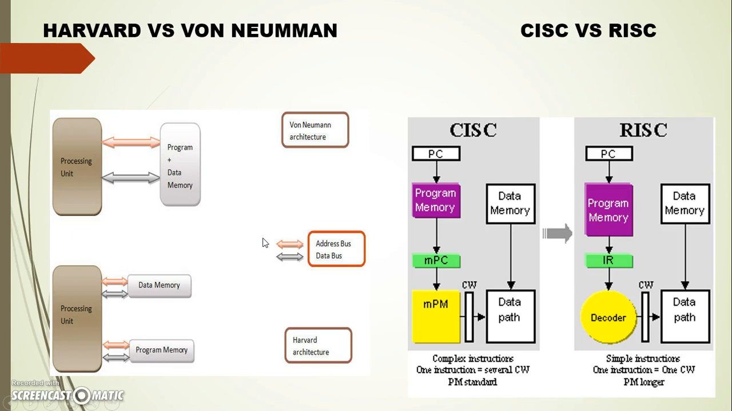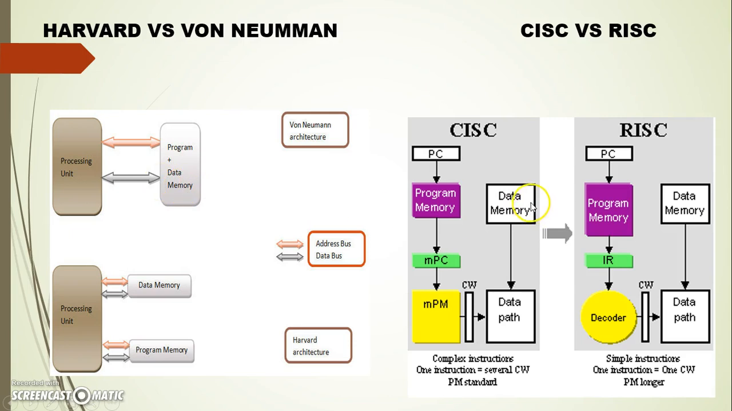Now the CPU architecture can be categorized mainly into Harvard or von Neumann architecture, or CISC versus RISC architecture. When a CPU is said to have a Harvard architecture, it means it has separate buses for talking to data and program memory. Whereas in the case of von Neumann architecture, the processor has a single bus to access program and data memory.